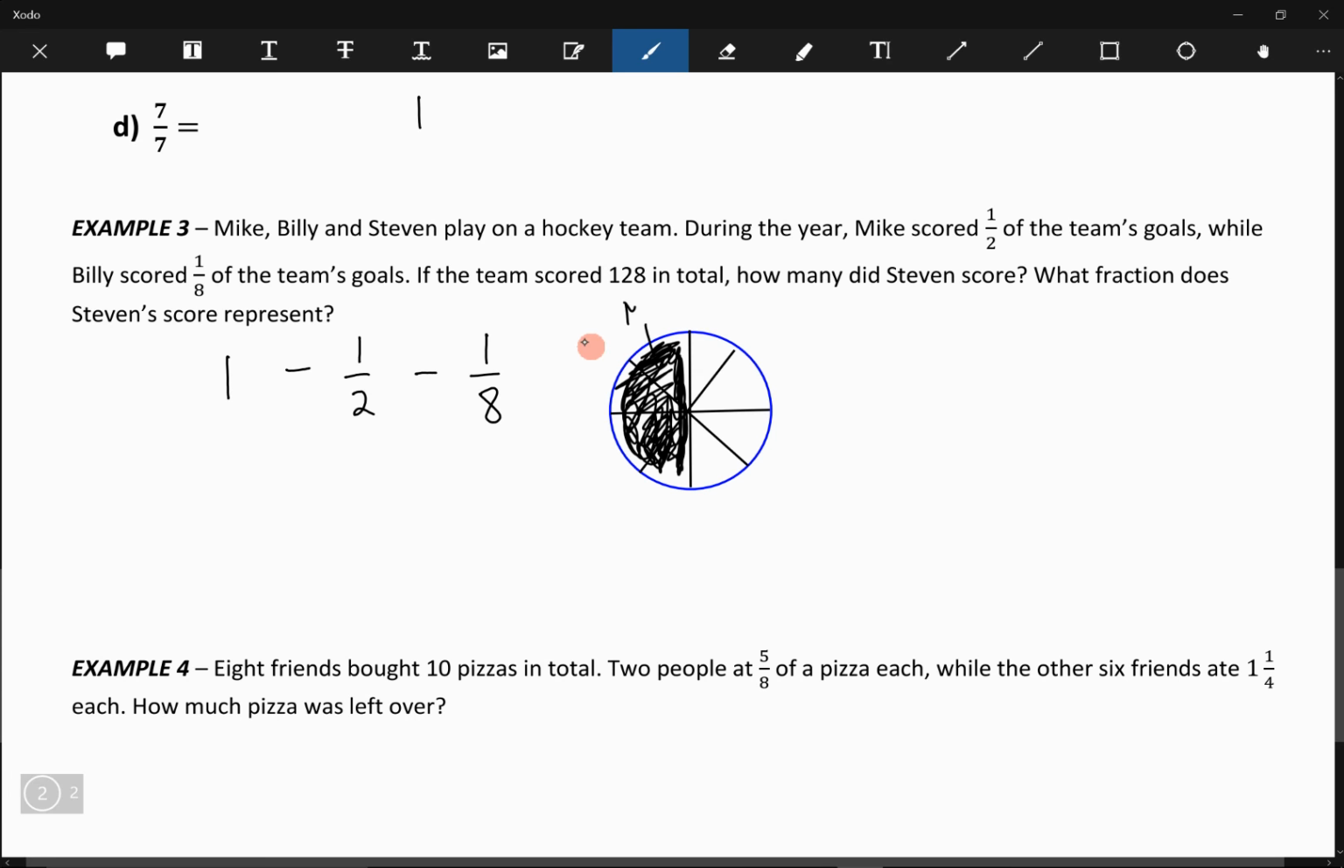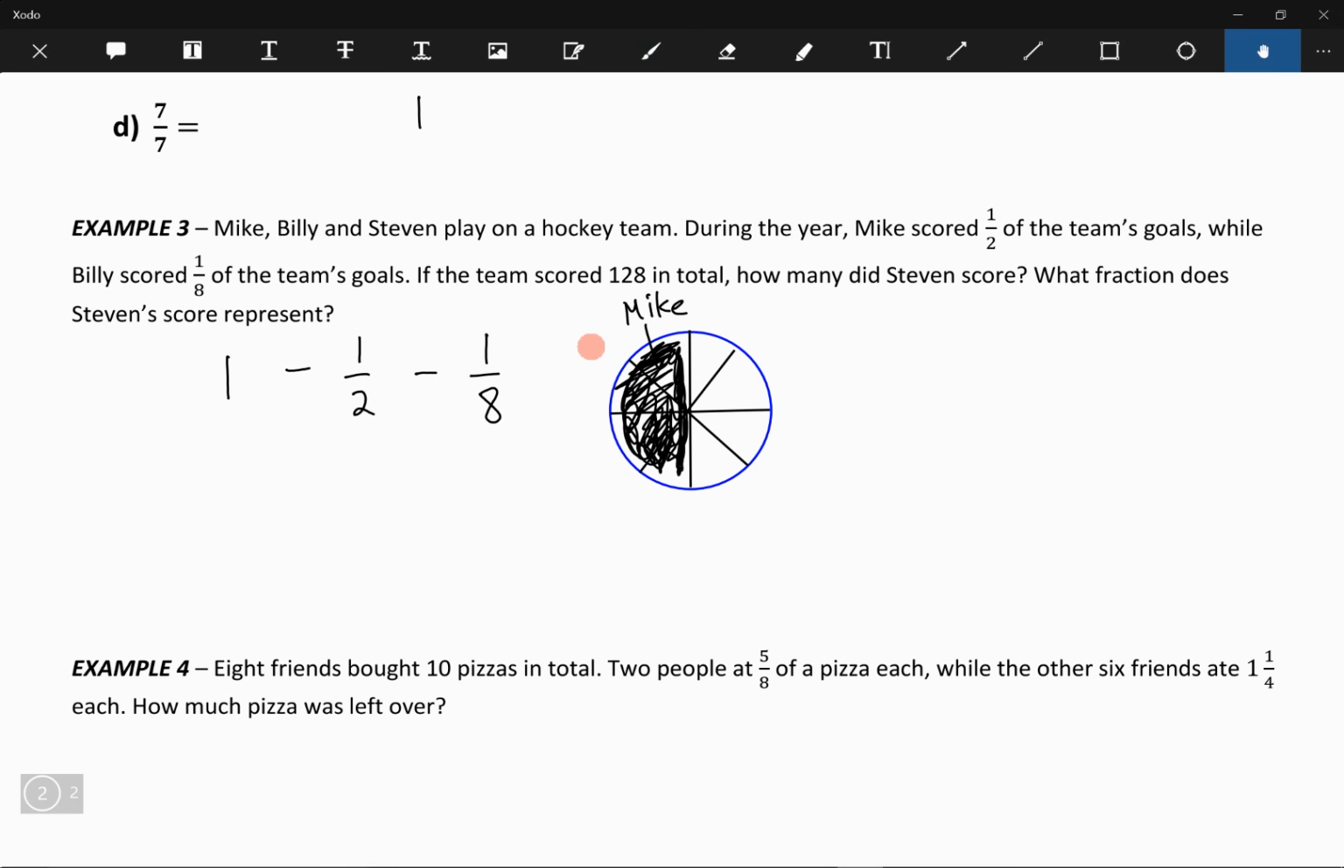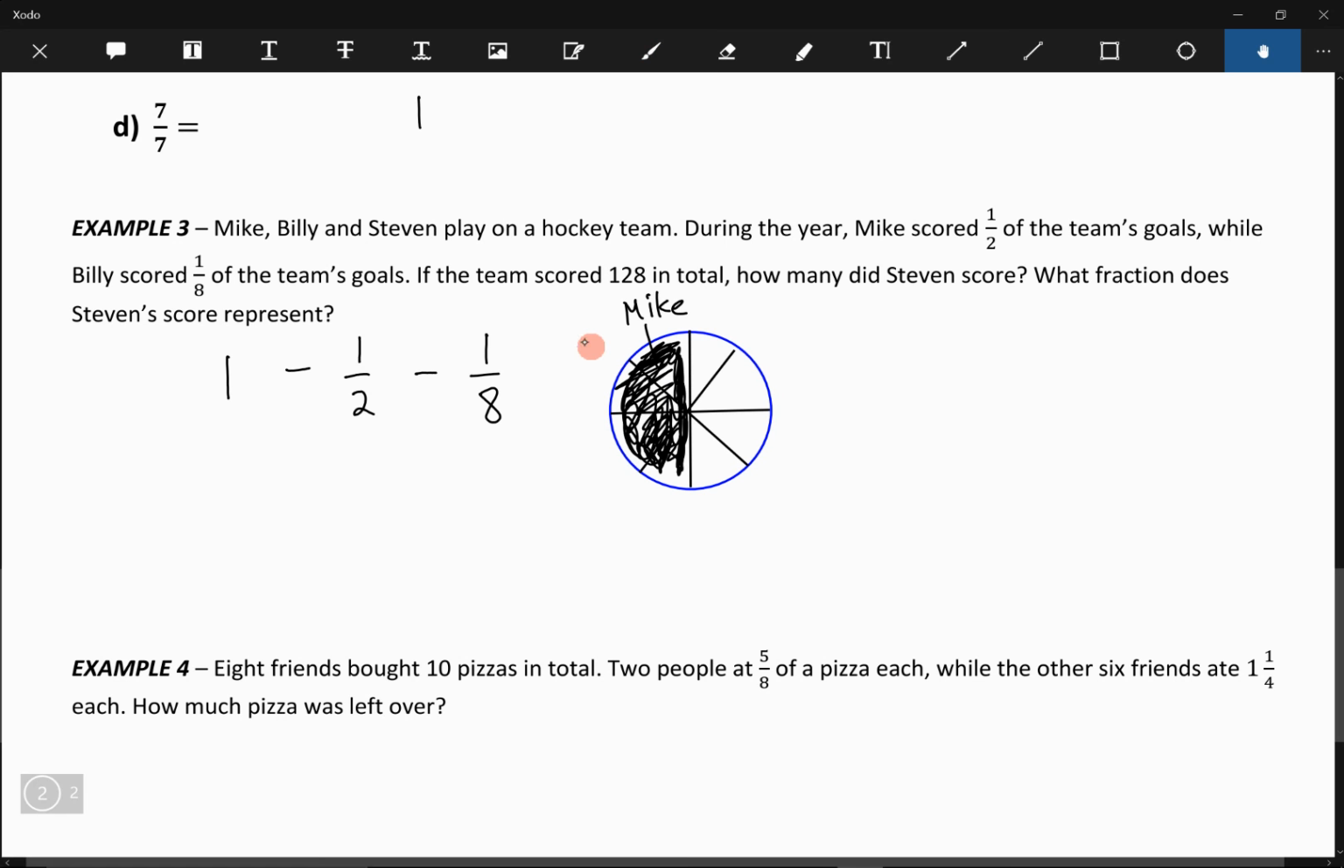Okay, so this is Mike. And Billy scored 1/8. So I divided the circle into eighths. That's why I divide it into eighths, so I can show Billy's slice here. So I'm going to say Billy's slice here is this right here. So Billy. Maybe I should have used a different color, right? So let's see if I can still do that. Red. I use red. Okay, I'm going to fill it in with red.